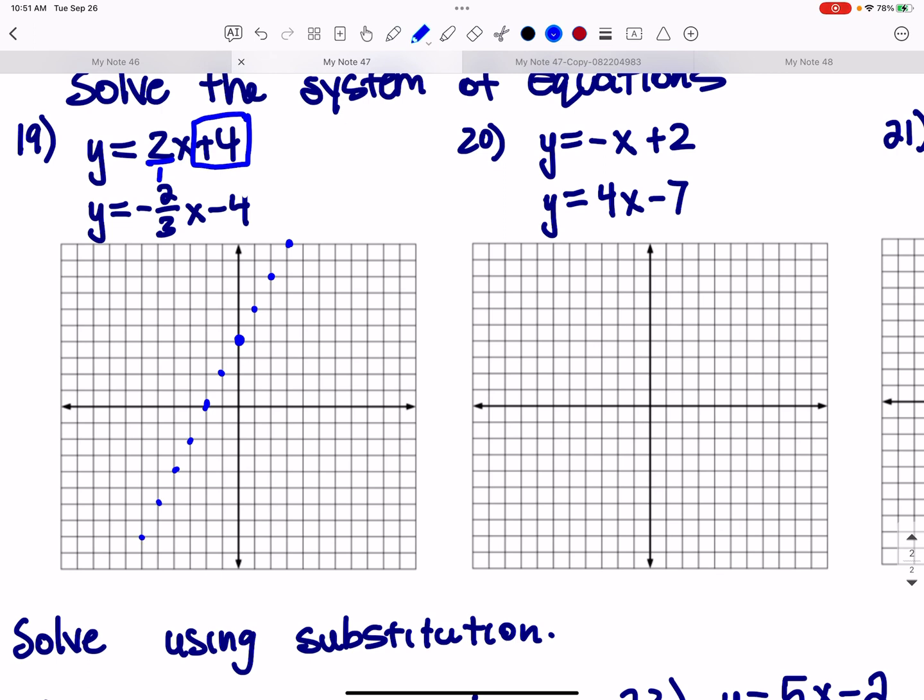Okay. Let's see. This one, we start at, our blue number is negative 4. Negative 4, down 2 over 3, down 2 over 3. Oh, there they hit right there. So here's the two lines where they intersect.